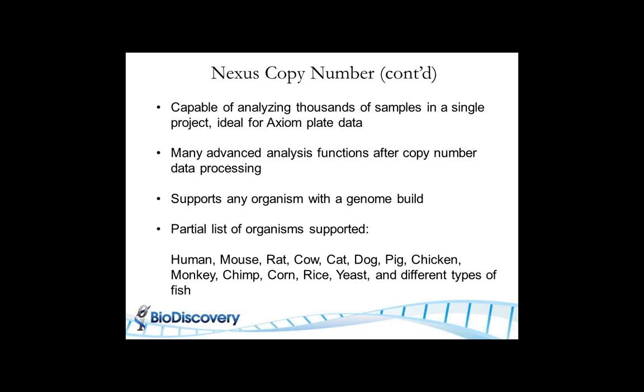Here is just a partial list of organisms Nexus Copy Number can handle. So for example, human, mouse, rat, cow, cat, all those things, including animals and plants and all different types of fish. I know a lot of people using Axiom to handle different species for the so-called custom arrays. Then Nexus can easily process them for copy number analysis.